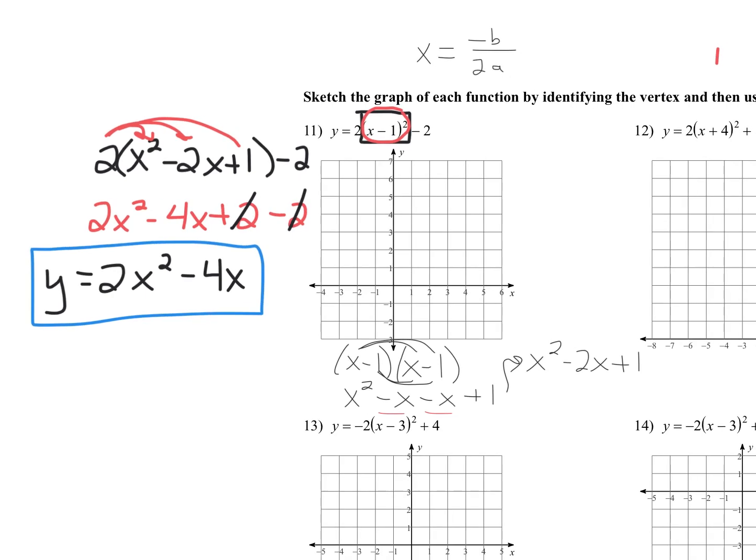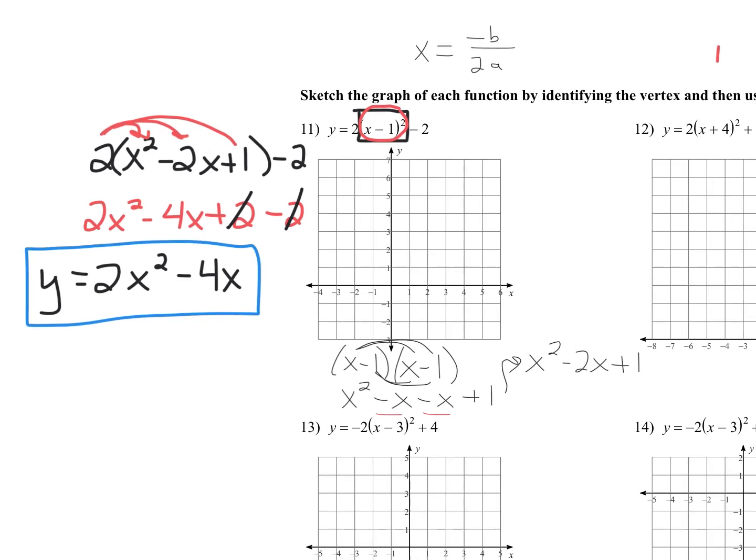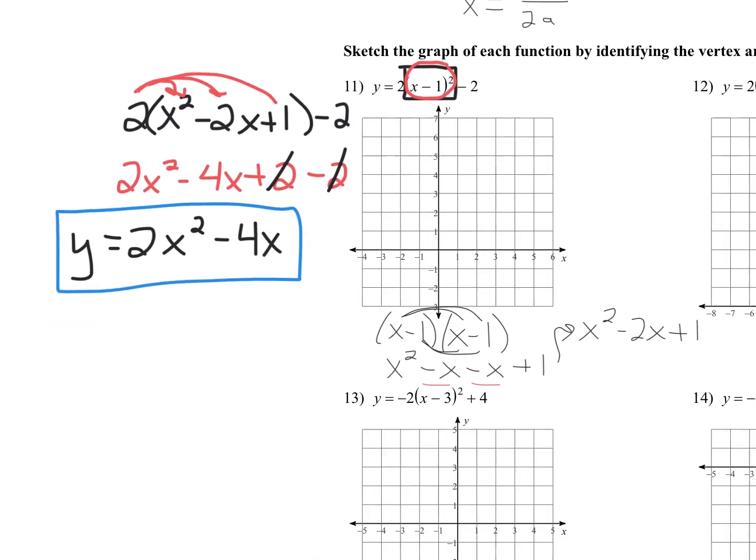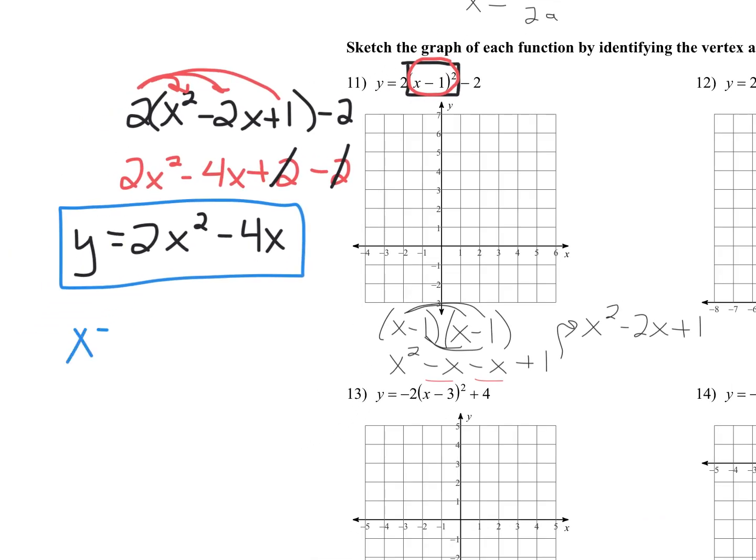So what do we need to find first? Vertex, which is x equals negative b over 2a. What's my b? Negative 4. So my negative b would be positive 4. Divided by 2, what's my a? 2. Yep. So we have 4 divided by 4, which is 1. So that's my x. How do I find the y through that?